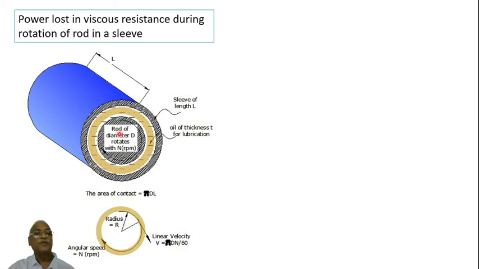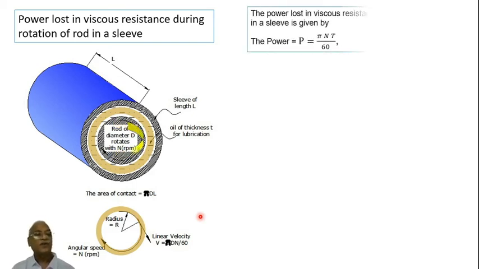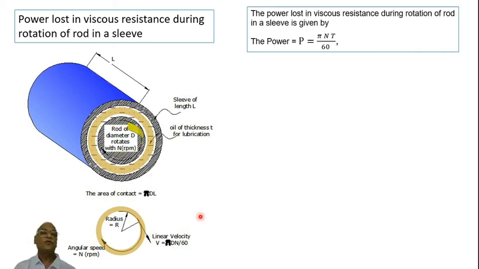This is the rod having a radius R, and when this rotates like that, there is an oil film, and external to the oil film there is a sleeve which is stationary, and this is moving. Obviously when it moves there will be a kind of viscous resistance. This will be rotating like that, right? So what we are interested in ultimately is the power lost in viscous resistance when the rod is rotating in the sleeve as given.